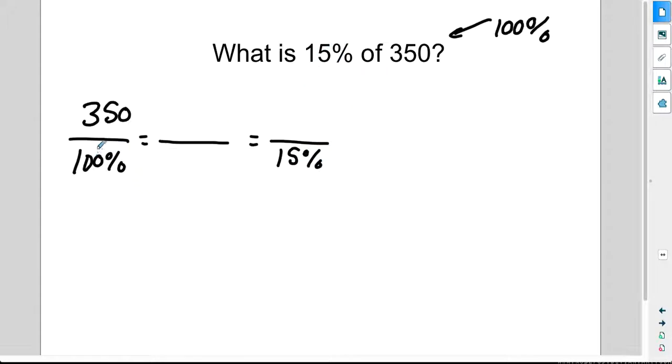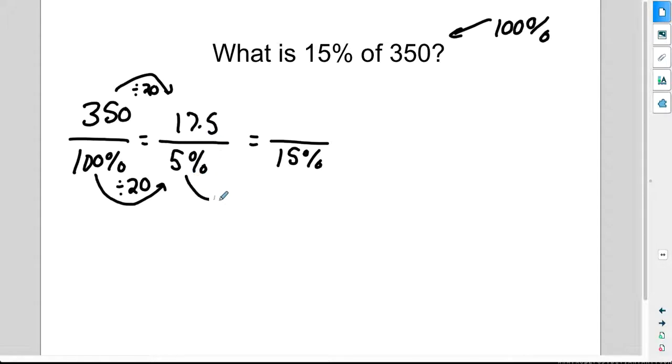Now, what I'm going to do is try to find a scale factor. I'm sorry, not a scale factor, but a common factor between 100 and 15. In this case, that's going to be 5%. And from 100 to 5, that's going down by a factor of 20. I'll be doing that similarly up here, and that's going to be 17.5.